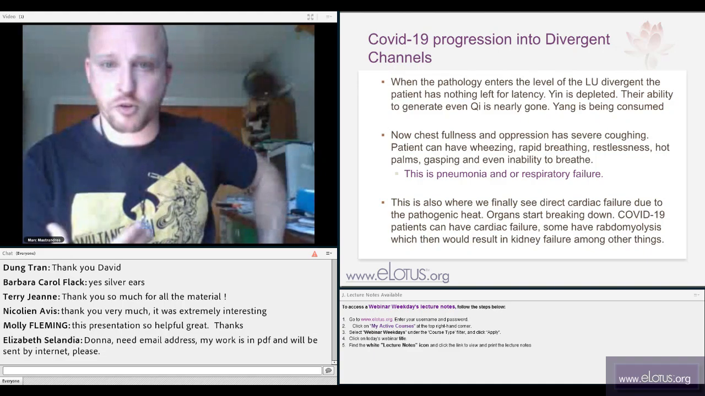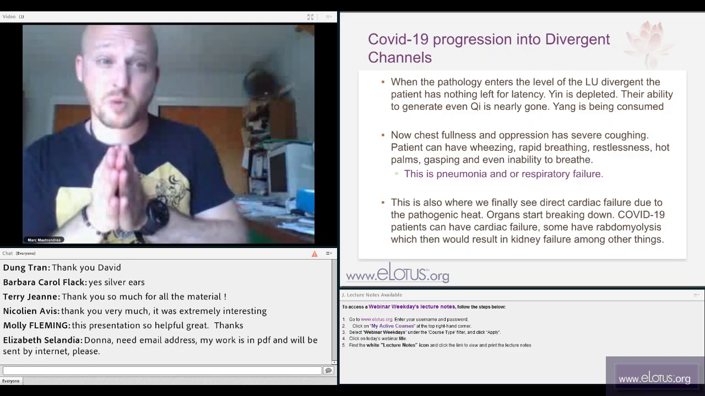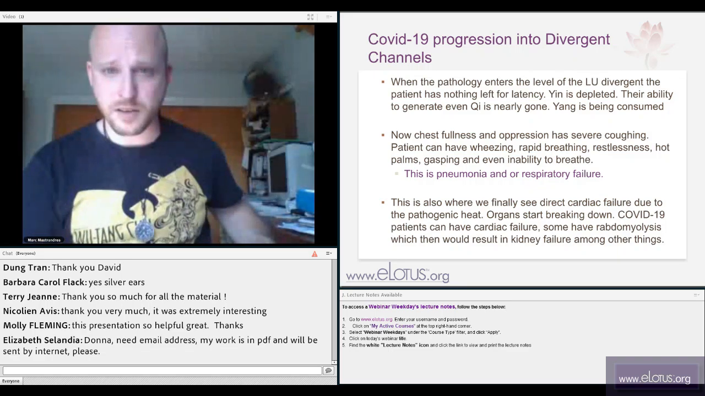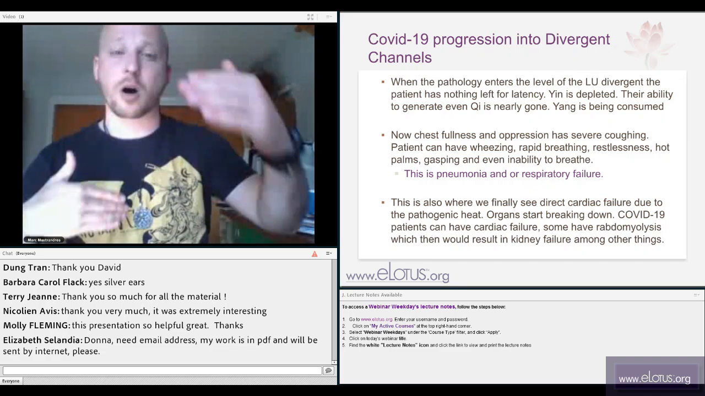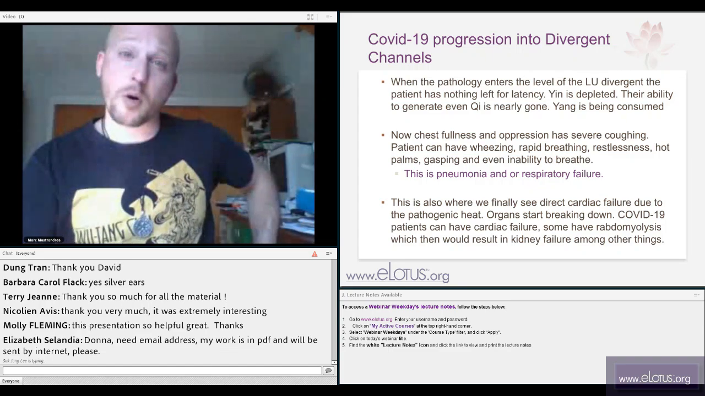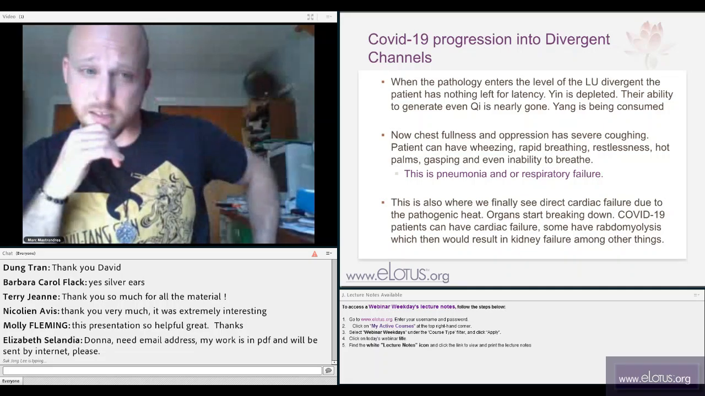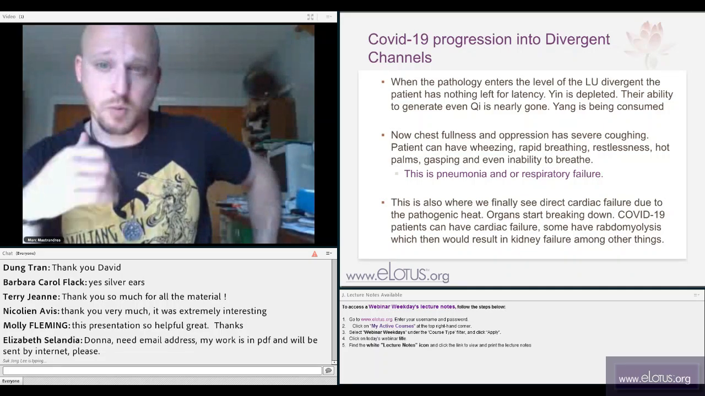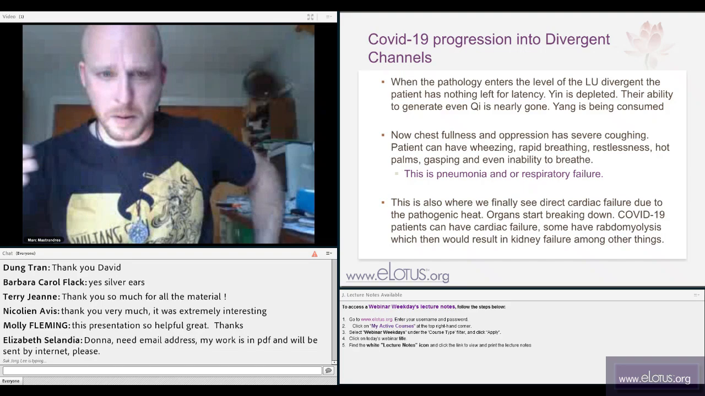So this chest fullness is creating this oppression and severe cough. The patient in the lung divergent will have a nonstop severe cough, just really, really nonstop, and gasping for air. Every time they cough, they gasp for air, and it just keeps going and going. And this is where you get the pneumonia that is so severe, they end up in respiratory failure. So this is your severe intubation stage where the person has been going on and on and on. This is where you would see that.